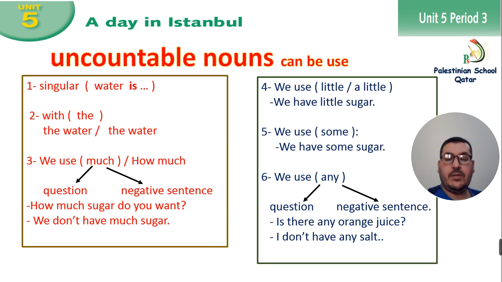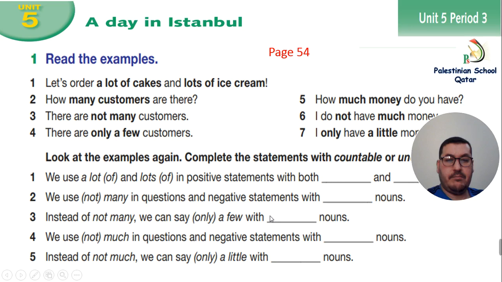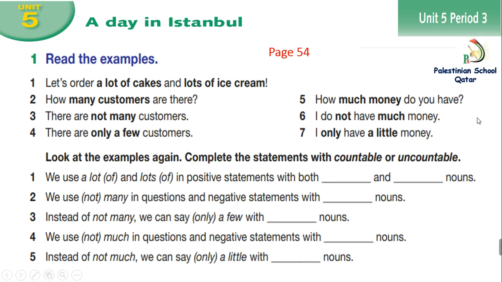Okay, now let's come to the next slide, page 54. On page 54 we have examples to read. Number 1, let's order a lot of cakes and lots of ice cream. When you look at this sentence, cakes is countable, so they used a lot of. And when we come to ice cream, which is sometimes uncountable, they used lots of ice cream.